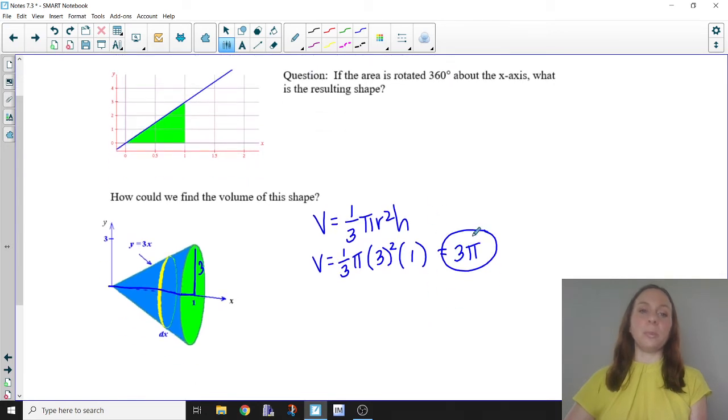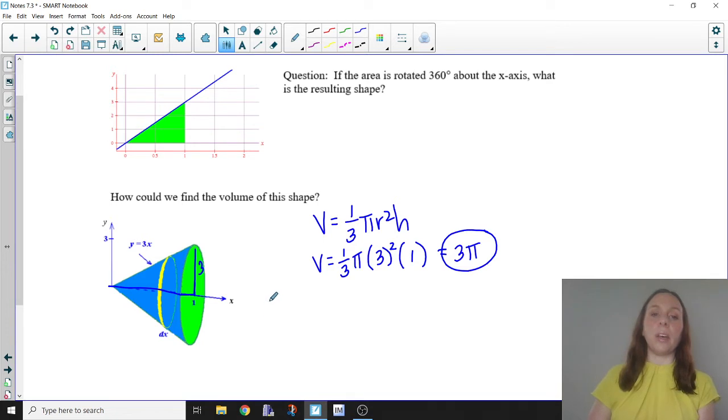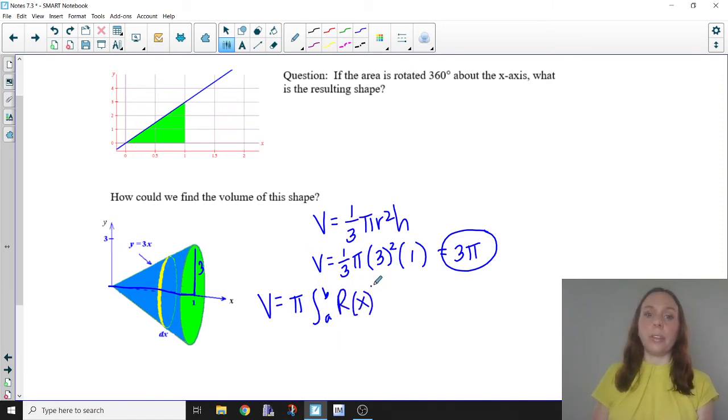All right, so let's apply this formula to the cone example that we were working on back here. We know that the answer we should get is 3 pi. But how can we get that answer using the formula? The formula is V equals pi times the integral from a to b of capital R of x, squared, dx. Sorry, I always forget the squared.